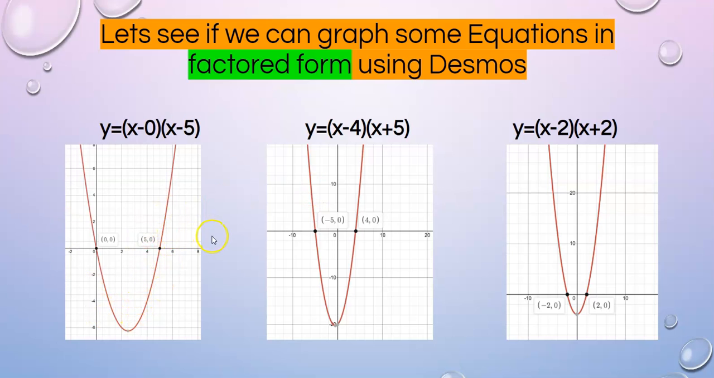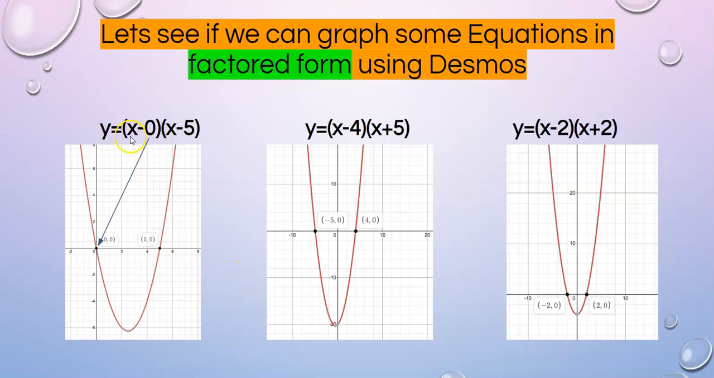Now, I highlighted something important. I didn't highlight the vertex, although we know that I could have highlighted the vertex once I graphed the equation in Desmos, but I mainly highlighted these x-intercepts here, okay? And I did that for a reason. All right, so let's look.